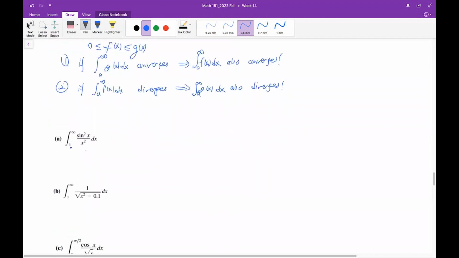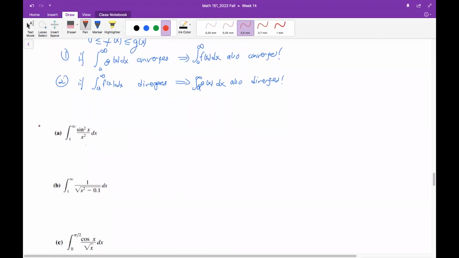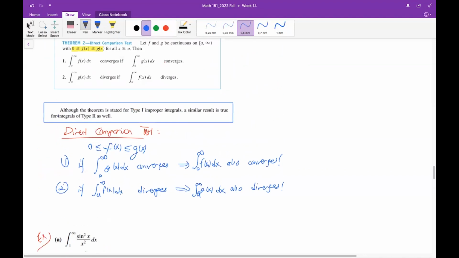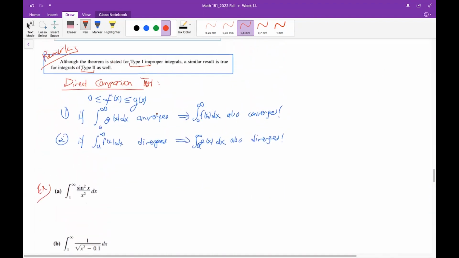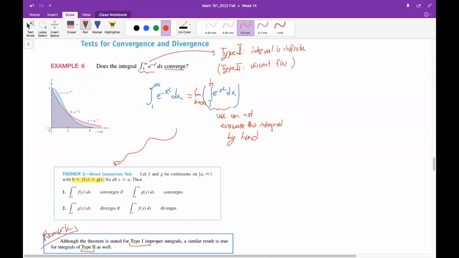Let's try to apply them in examples. By the way, we also have this remark, saying that we stated the direct comparison test for the improper integral of type 1, but it is also valid for the improper integral of type 2. Before moving on to the next example, let's complete the example that we started at the beginning of this lecture.